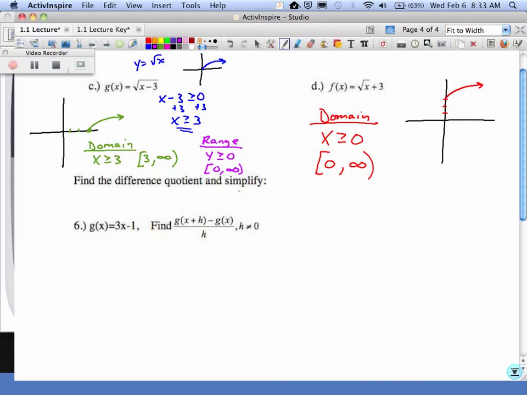How about the range over on this problem? Y's that are greater than or equal to 3, or maybe a square bracket 3 to infinity.